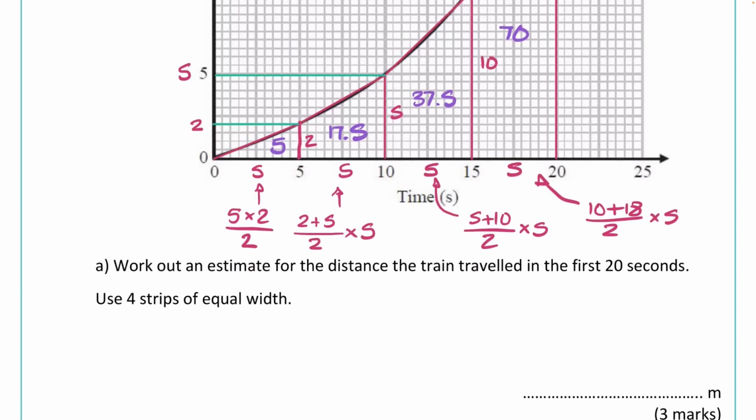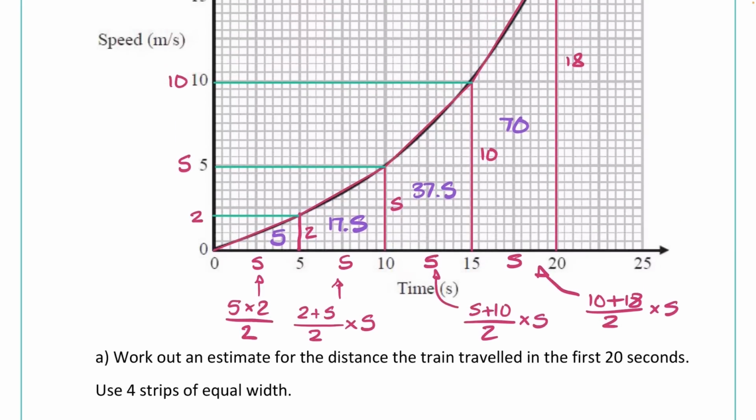So we need to add them all together. So 5 plus 17.5 plus 37.5 plus 70. And there we go, we'll just add these together on the calculator. Plus 17.5 plus 5, and that comes out as 130 metres. That seems like quite a lot of working out on these questions here, but it is just working out a trapezium and a triangle.